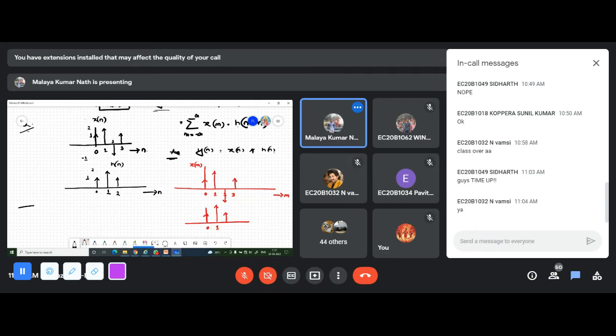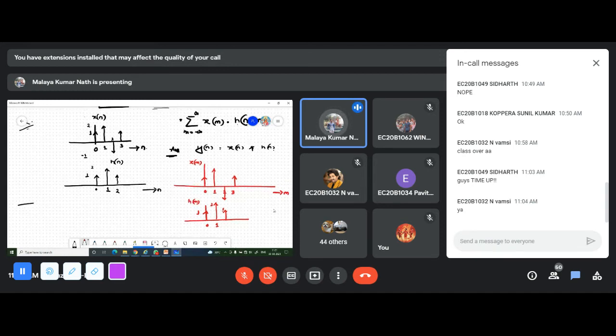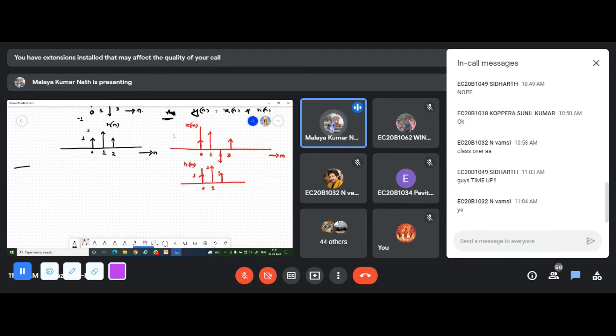Right? So this is equal to h of m. Now the first step is over: you have to convert your x of n as well as h of n to the variable m. Now you have to rotate, or fold, one signal. Which signal do I have to fold? Basically, the signal having the lesser duration has to be folded.